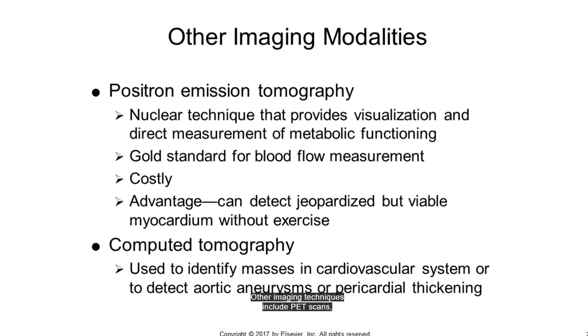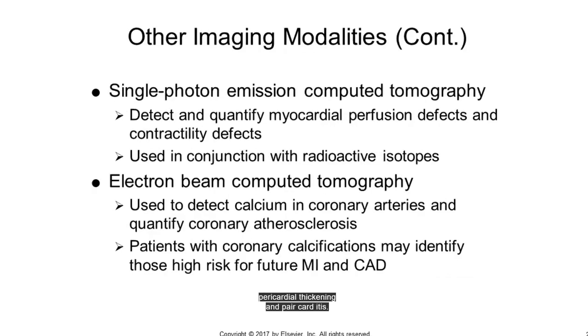Other imaging techniques include PET scans, which are the gold standard for blood flow measurements. It has an advantage over exercise testing with thallium as it detects jeopardized but viable heart muscle and can identify patients with CAD and severe left ventricular dysfunction that may be candidates for revascularization or transplant. It is very expensive, though, and rarely used. CT scans are predominantly used for identifying masses or detecting aortic aneurysms and pericardial thickening and pericarditis.